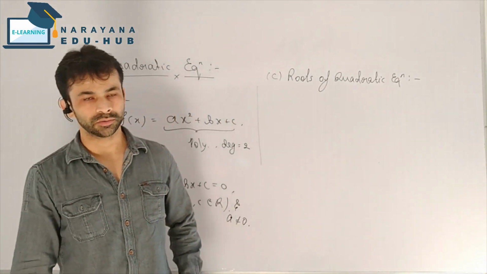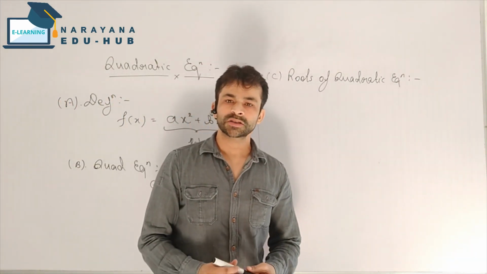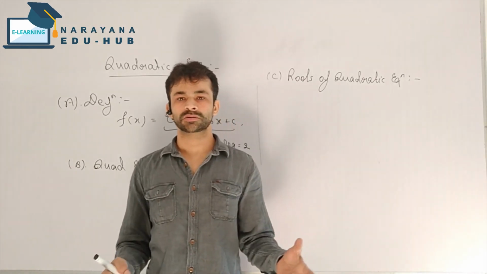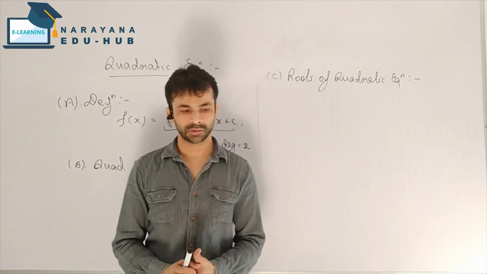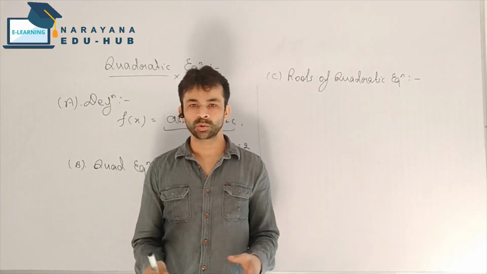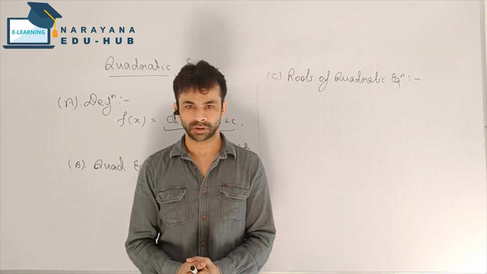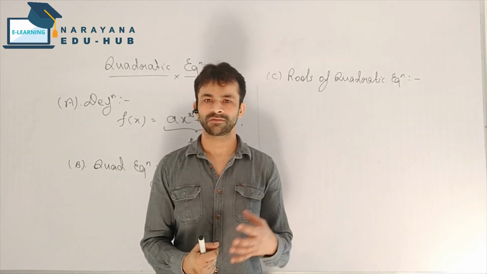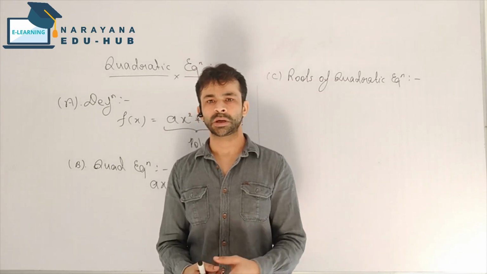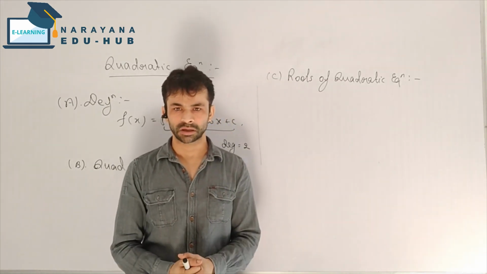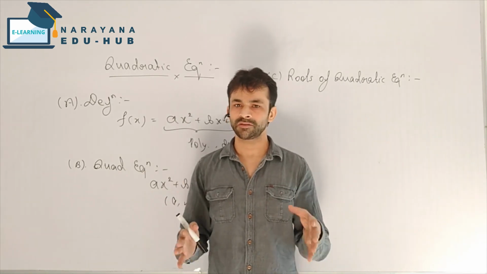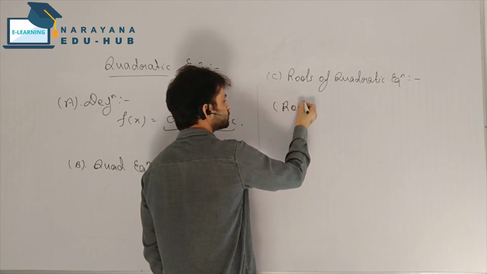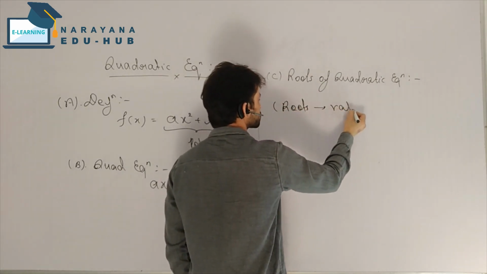Roots of a quadratic equation. As you must be knowing, in lower classes we say zeros of a polynomial, and in higher classes we say roots of some equation or roots of a polynomial. They are simply nothing but values of that variable, whatever the variable is. Here we are writing x, so x is the variable. So roots means what? Values of x.